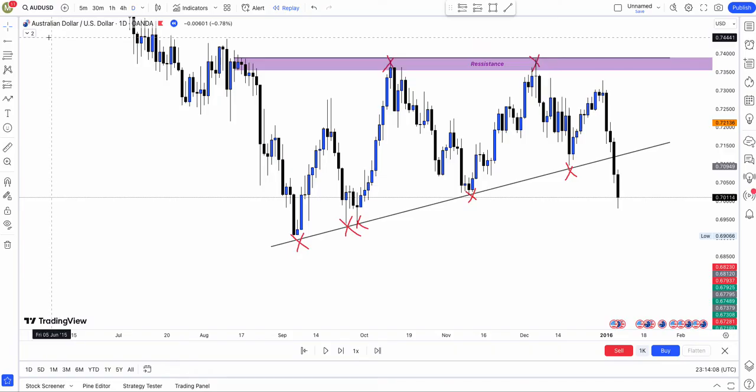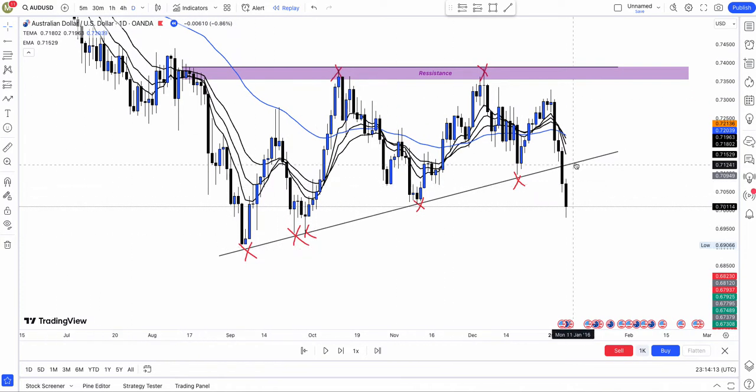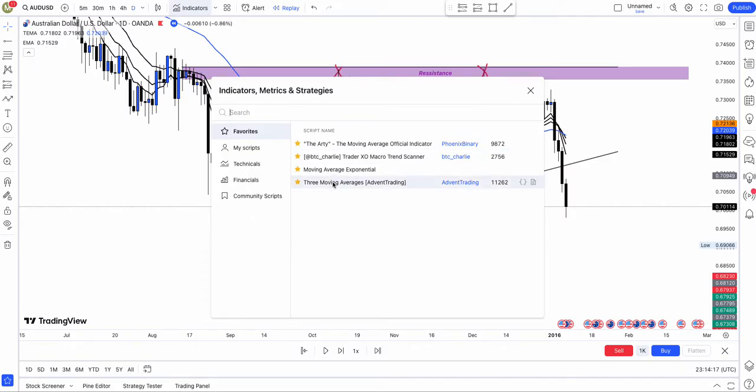Now I can use my two indicators that I was talking about before to understand if price is going to go down or up. If I go on the indicators, look at these two on the bottom: Moving Average Exponential and the 3 Moving Averages by Advent Trading. Download this one. Add this one to your charts. This one by Advent Trading.